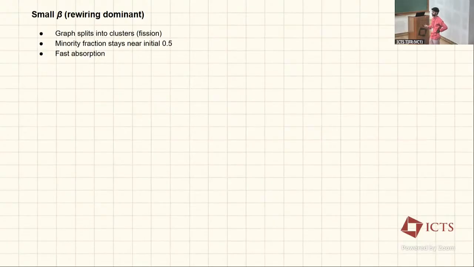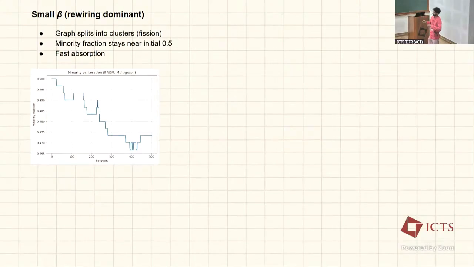Since beta is the voter strength, small beta means the rewiring dominates, and if the rewiring dominates, there is not enough time for the graph to reach the consensus. So it will reach the consensus by splitting into two clusters, which has already been shown in the ER graph. The minority fluctuates around 0.5, so they are sort of two equal clusters. There could be more also, but there are two clusters.